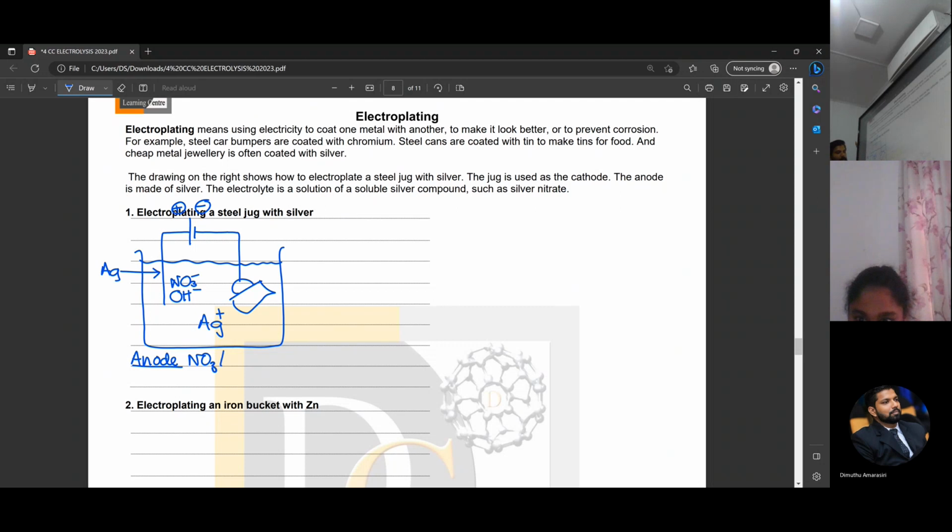At the anode, nitrate and hydroxide ions have no chance. Instead of that, silver undergoes oxidation. Silver undergoes oxidation. Then at the cathode, silver and H plus will reach the cathode. So who is less reactive? Cathode rule: the ion of the less reactive element will undergo reduction. So the silver is less reactive.